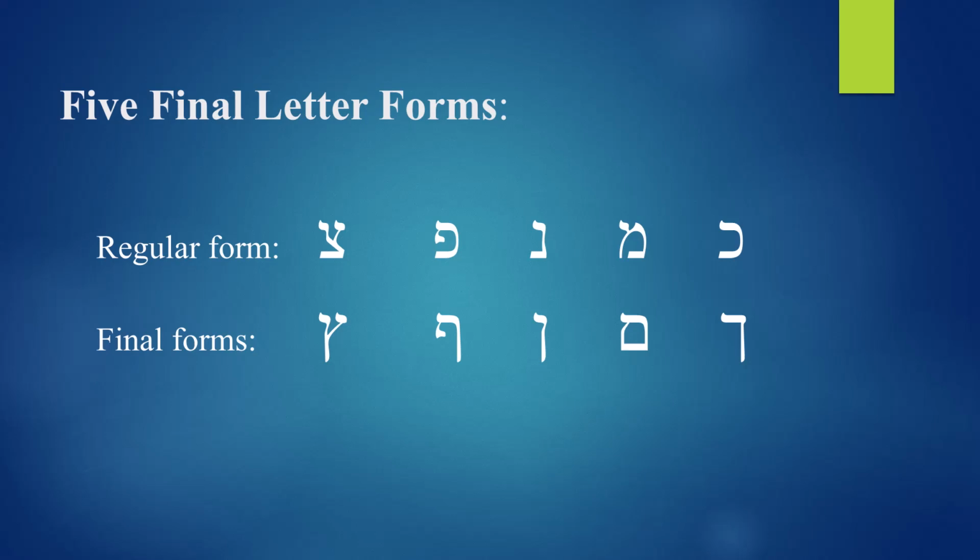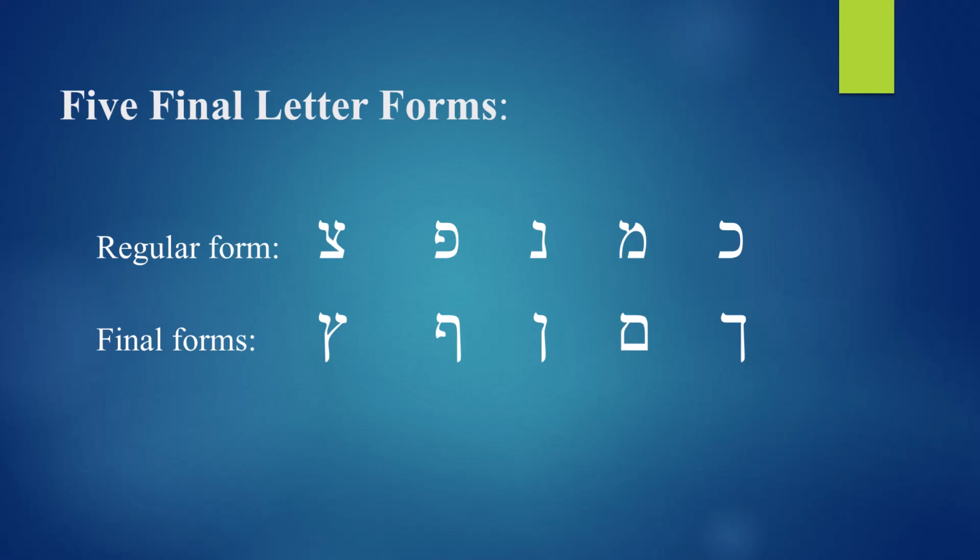And I can't stress enough how important this is to learning Hebrew. By now, you need to know how Kaf is written at the end of the word, how Mem is written at the end of the word, how Nun is written at the end of the word, how Pe is written at the end of the word, and how Sade is written at the end of the word.